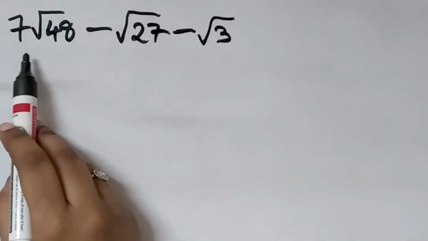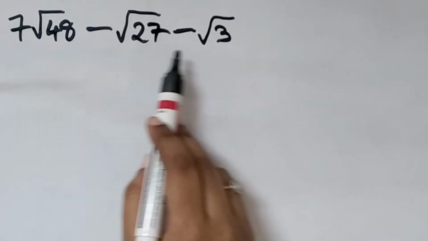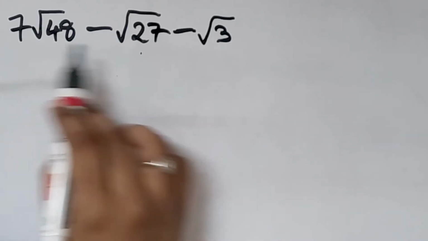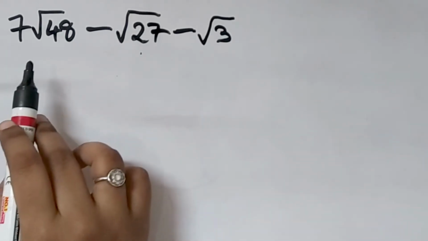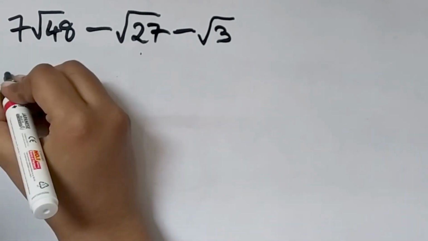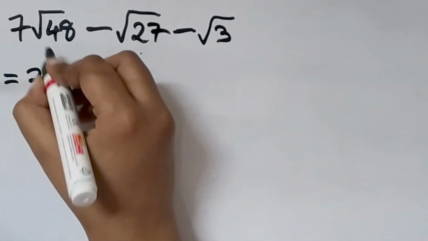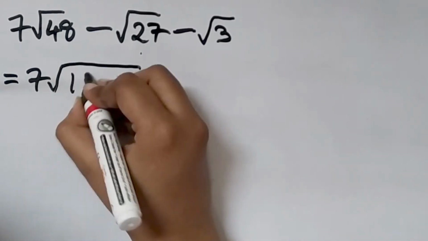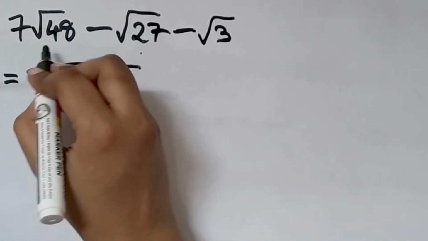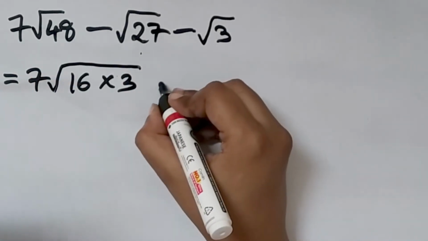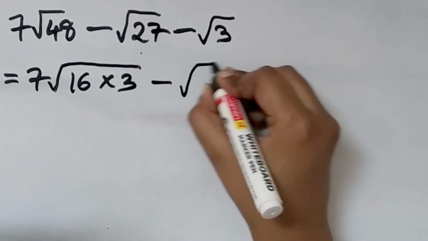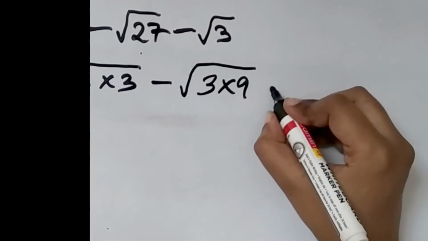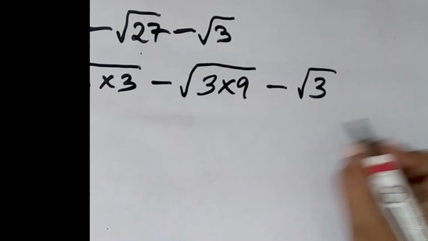Now the next example, 7 root 48 minus root 27 minus root 3. See, this surd and this surd we can write in the simplest form. We have already seen in the previous video how you can do this. So 7, this root 48 we can factorize: 16 into 3 we will get 48. Minus square root of 27, we can write it as 3 nines are 27, right? So minus root 3 we will write as it is.